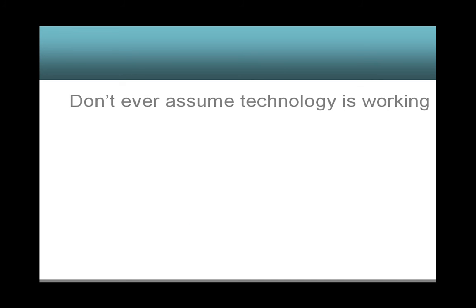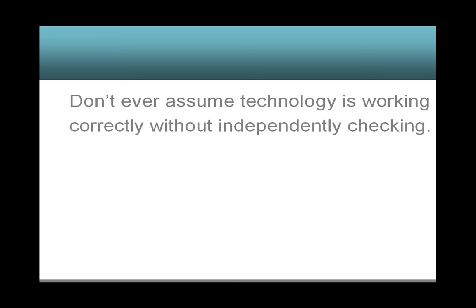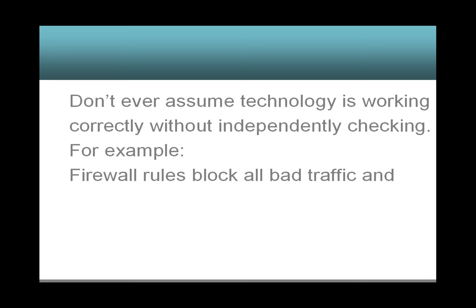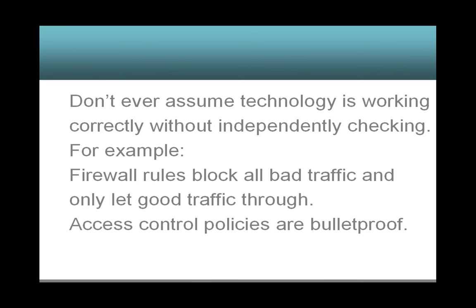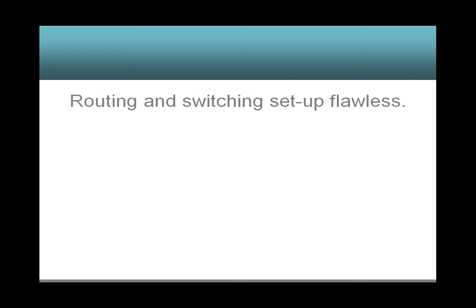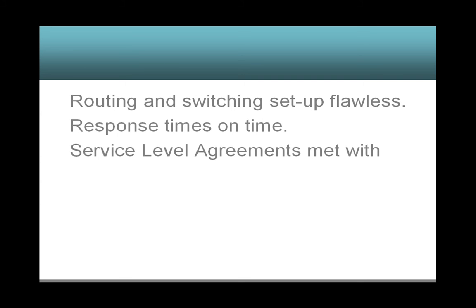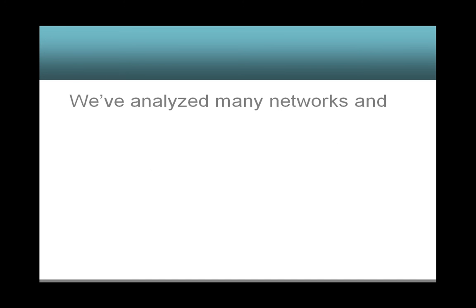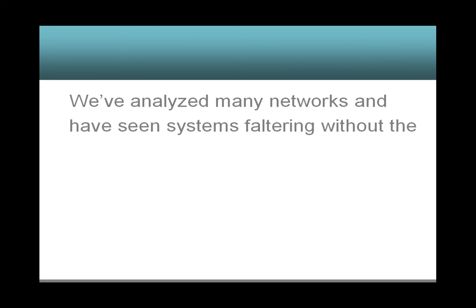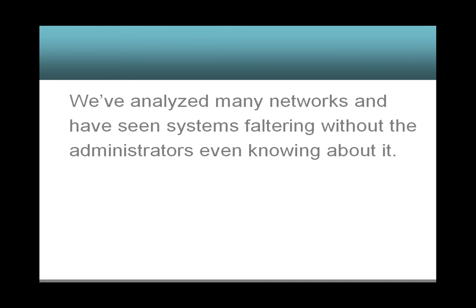Don't ever assume technology is working correctly without independently checking. For example, firewall rules block all bad traffic and only let good traffic through. Access control policies are bulletproof. Network architecture, perfect. Routing and switching setup, flawless. Response times, on time. Service level agreements met with room to spare. We've analyzed many networks and have seen systems faltering without the administrator even knowing about it.